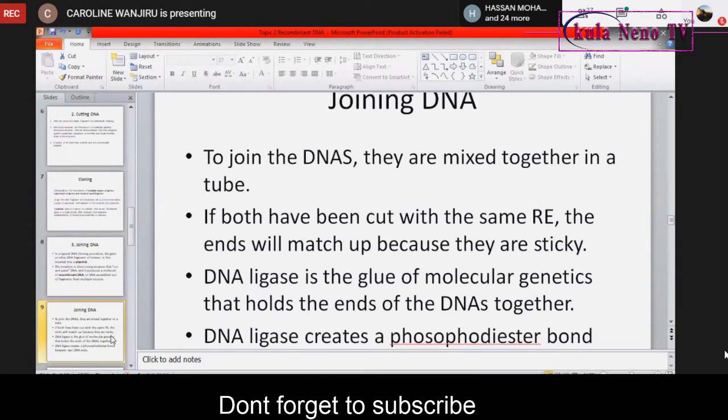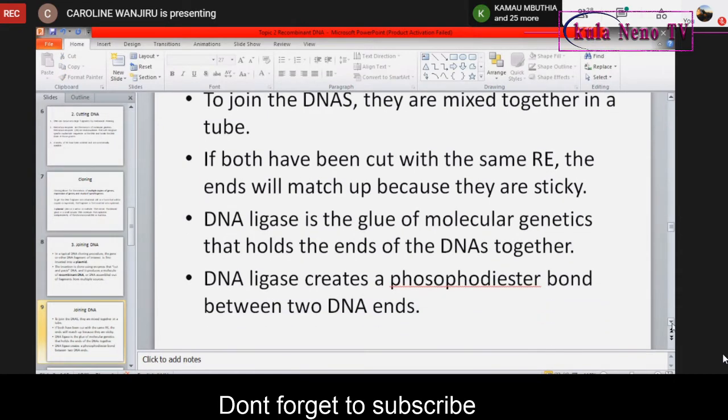But the DNA ligase is the glue of molecular genetics. So there is also another enzyme called ligase. And this is what they use in molecular genetics to hold the DNAs together. DNA ligase creates a phosphodiester bond between the two DNA ends. I think we already saw that, but we are also going to watch a video on this and it's going to become clear. So just be a little bit more patient.